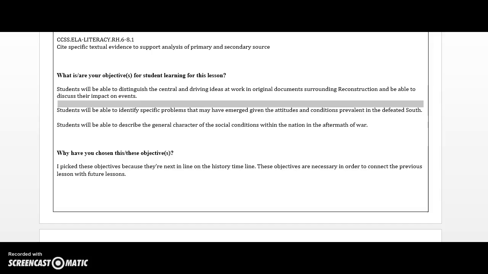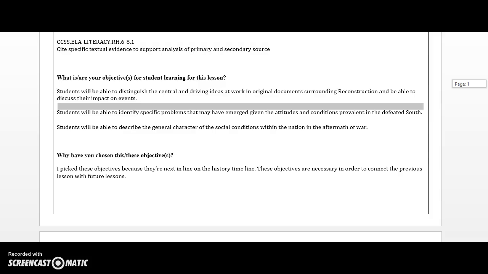Next, the reason why I chose these objectives. I picked these objectives because they are next in line on the history timeline. These objectives are necessary in order to connect the previous lesson plan with future lessons. Basically, I chose that because just like watching a movie, you watch the first 30 minutes of it, but you skip the next 30 minutes, then watch the last 30 minutes. You gotta watch the whole movie, see the whole picture, so you understand what caused what and what led to what.